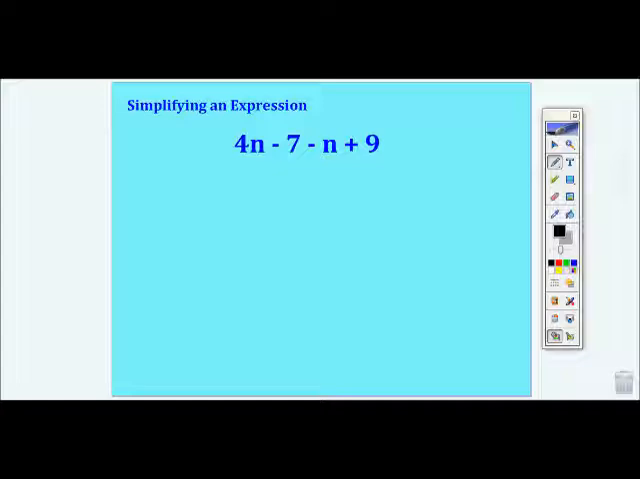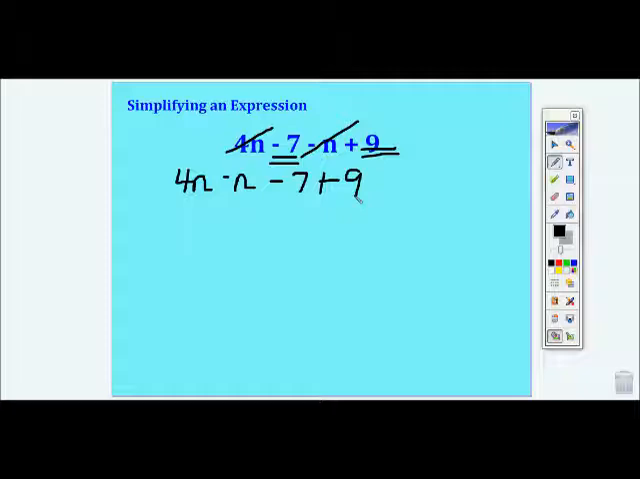In this example, 4n minus 7 minus n plus 9, first I'll show you by rewriting using the commutative property. I can change the order of my expression. I'm going to put my terms that have variables first. So I've used 4n. I'm also going to put in there a negative n. Notice I took the operational sign as an integer sign now. I'm then going to go to my constant terms, negative 7 and positive 9.